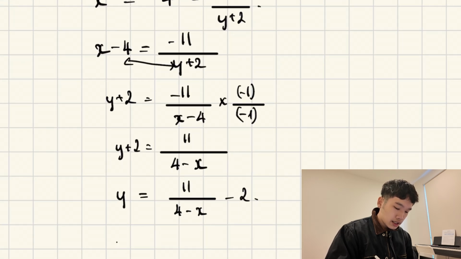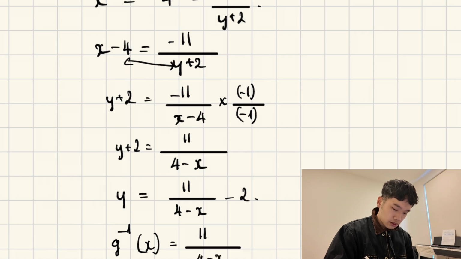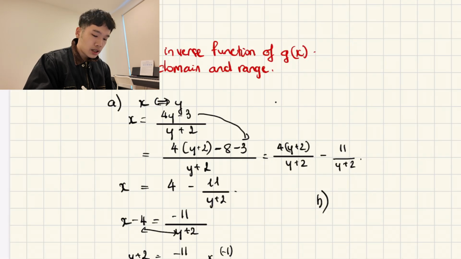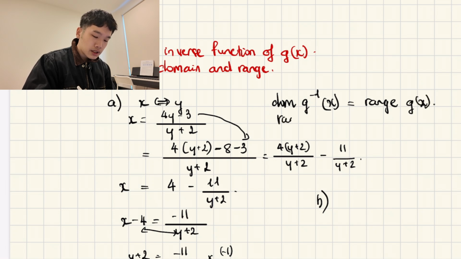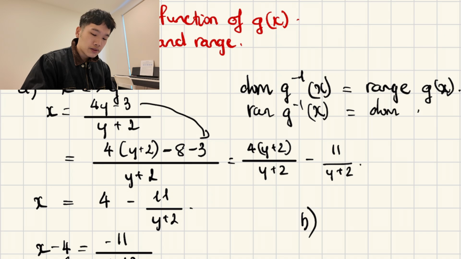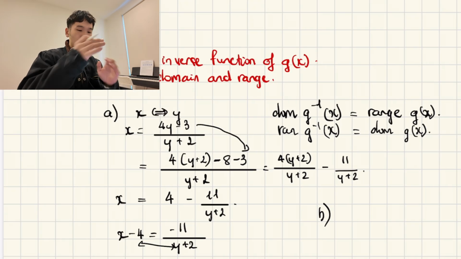So we have to write g to the power of negative 1, which is g inverse of x, equals 11 over 4 minus x, minus 2. All right. Okay, let's move on to question B. The domain of g inverse of x is actually the range of g(x). The range of g to the power of negative 1, which is g inverse, is going to be the domain of g(x). So it's a switch.